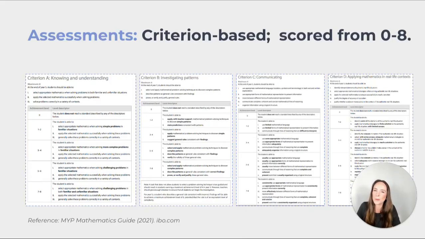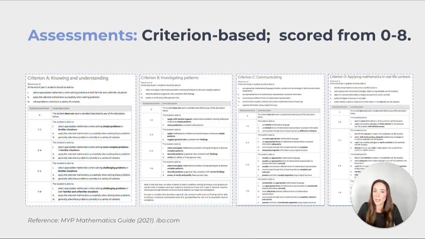We explain a little bit more in detail what these are about in another video. Each criterion is scored on a scale from 0 to 8, which is based on how their work compares to task-specific criteria outlined on the assessment. These are usually descriptions of processes that the student would need to demonstrate in order to achieve each level.